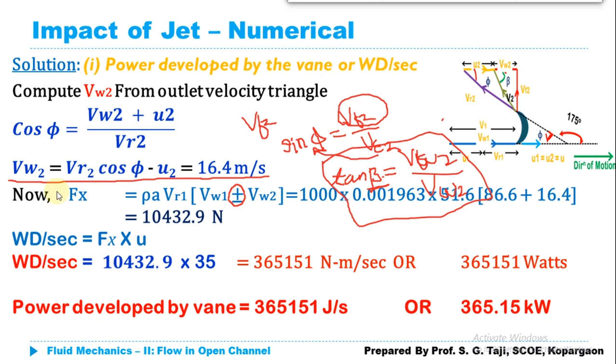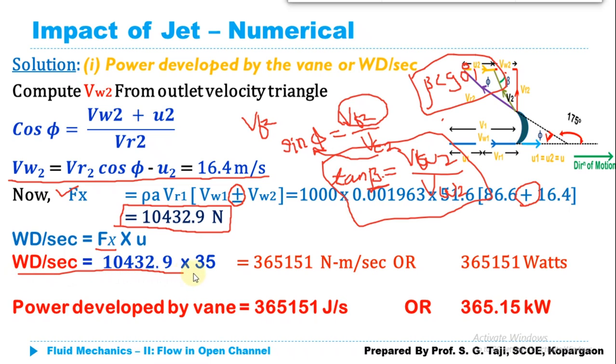So I have computed here F of x, which was asked in the numerical, and it is coming out as 10432.9. As I have used the positive sign here, that means this beta is less than 90 degree. You should complete this calculation by computing beta. Now once I compute F of x, I can calculate work done per second, which is given by F of x multiplied by u, and it is coming out as 36,051 Newton meter per second.